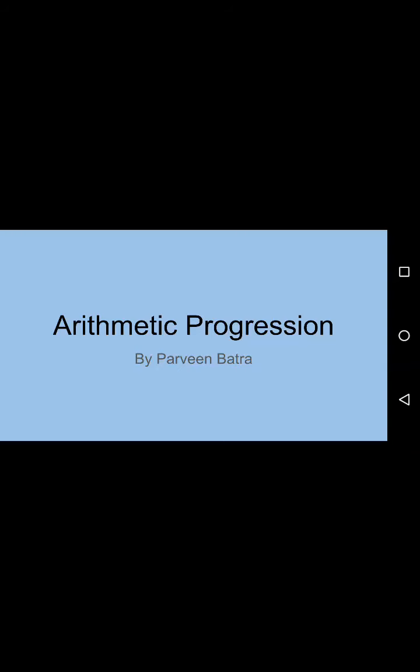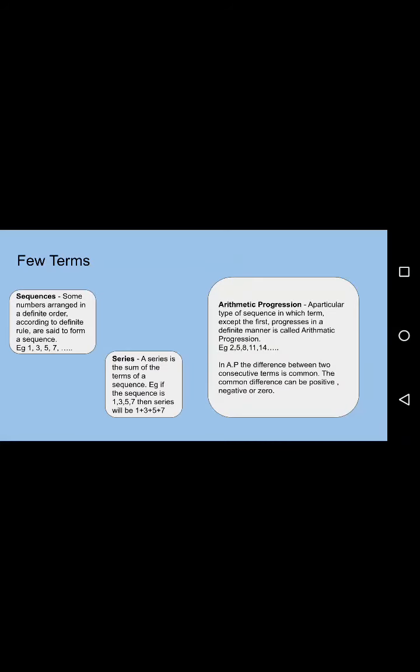Hello everyone. Today we are going to study arithmetic progression, which is a topic in the ICSE 10th syllabus or maybe in some other boards also. So what is arithmetic progression? We'll see different types of progressions or different types of sequences. First we should understand a few terms.